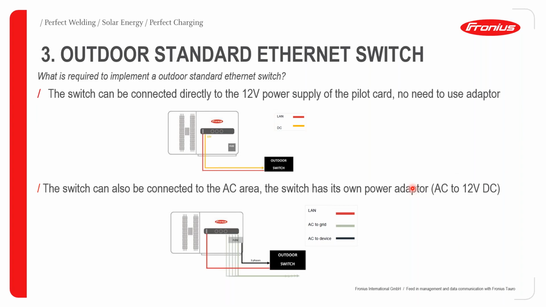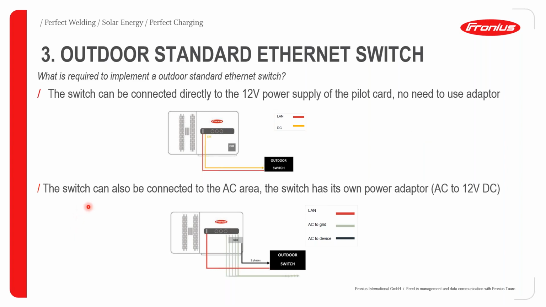Moving on to the next switch, which is basically termed your outdoor standard Ethernet switch. What is required to implement an outdoor standard Ethernet switch? Well, firstly, you need the outdoor switch itself. It is usually a 12 or 24 volt switch, but I would suggest that you do get a 12 volt switch. The reason for this is that you can connect or power up this 12 volt switch directly from the pilot card itself. Our pilot card has a 12 volt power output. And in this case, you will not need to use any adapter.